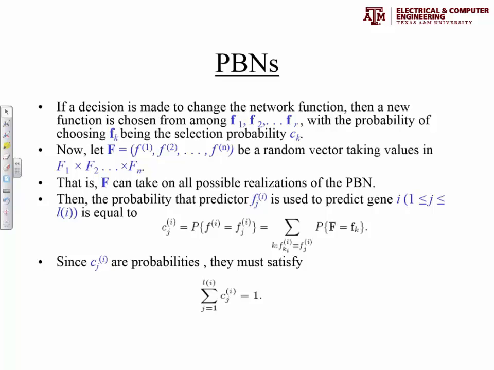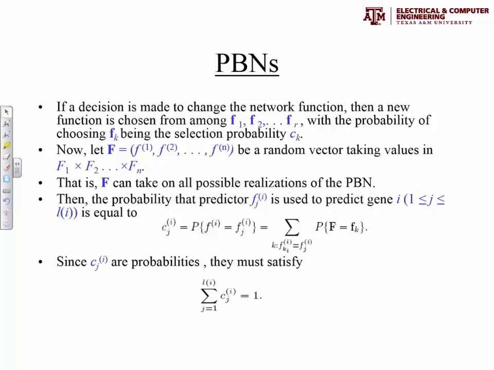Then the probability that the predictor Fij is used to predict the ith gene, where j varies from 1 to Li because the ith gene has Li predictors, will be equal to the probability over all the networks for which the ith gene is predicted by the jth predictor. And again, for understanding this a little better, you might want to just read the paper. It is basically bookkeeping in probability, how you compute the probability of a compound event from elementary events, and all that is basically that.